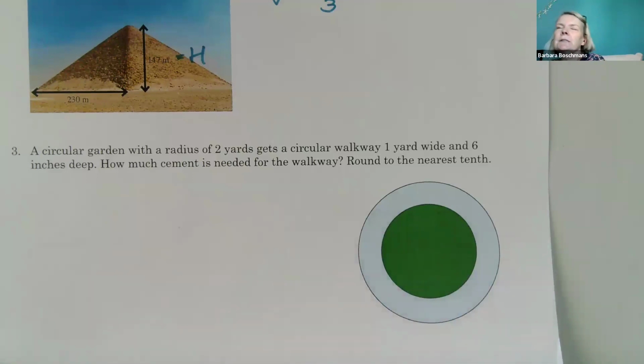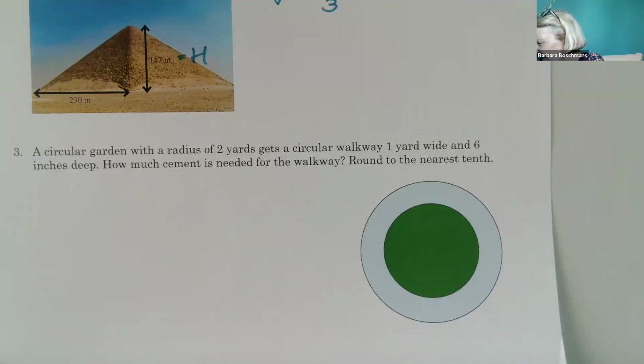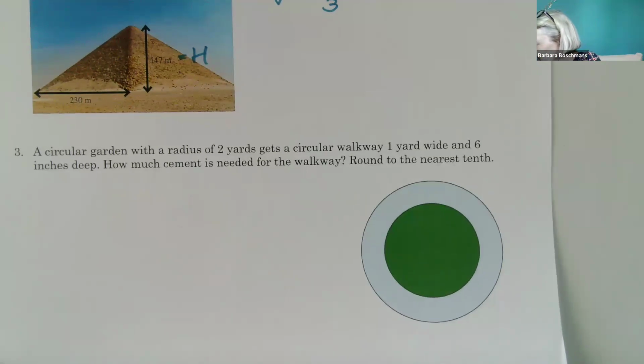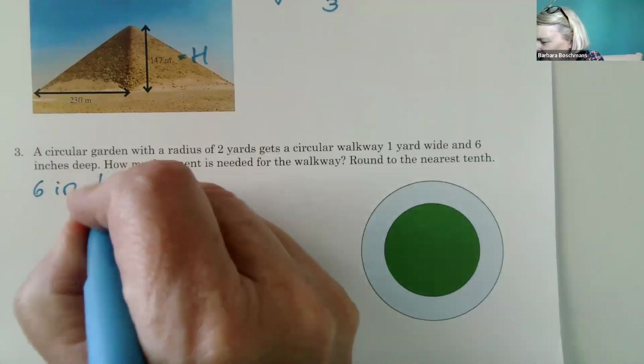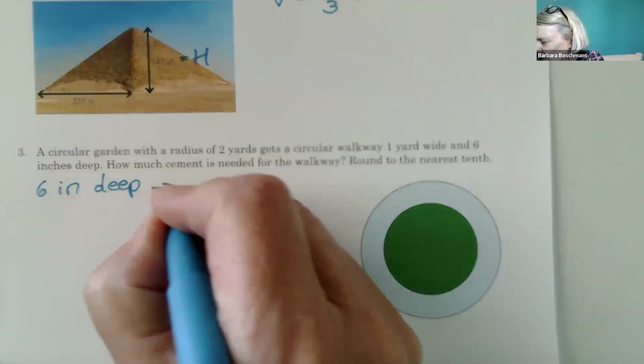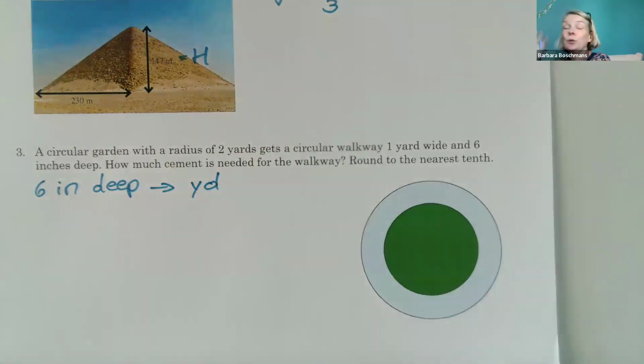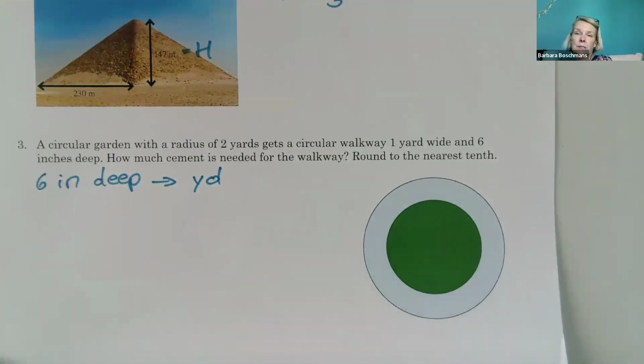You can do it different ways. You can do the volume of the large cylinder minus the volume of the smaller cylinder. The big thing is that it is 6 inches deep. So you're going to make that a fraction of a yard, or you convert everything to inches. You can do that too.